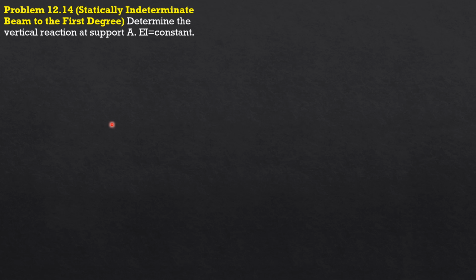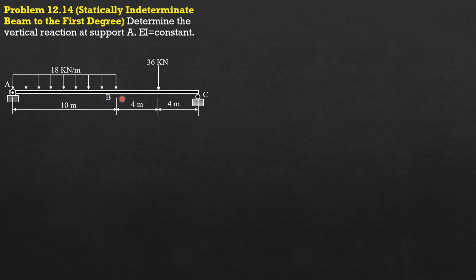So here is the 14th solution by method of consistent deformation and by the matrix approach. Originally there is a roller support at B because this is statically indeterminate to the first degree, and I remove support B so that we can compute the deflection at B by the matrix approach. Originally there is a support at B, roller support at A. That's why it is required to determine the reaction at A, the vertical reaction at A.